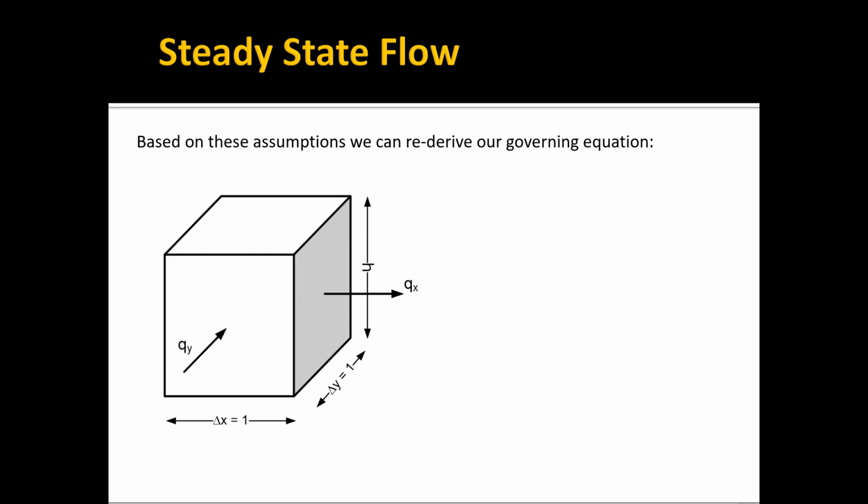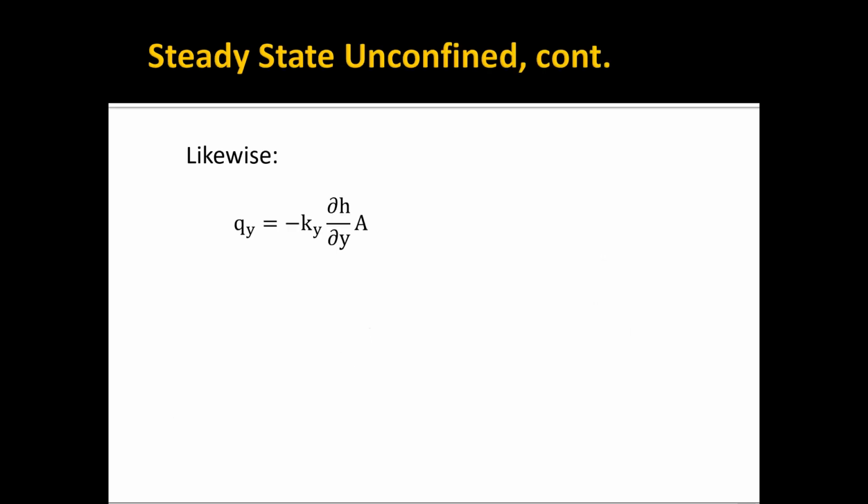And so if we look at the flow in the x direction and express that using Darcy's law, we have qx equals minus kx del h del x times A. This is just the basic form of Darcy's law. However, if you look at our element, the area that is flowing through, this area right here, the shaded box, the dimensions of that are h times 1. So in our next equation, we replace that area with h times 1, which is basically h. And then likewise, in the y direction, we replace the area with h times 1.